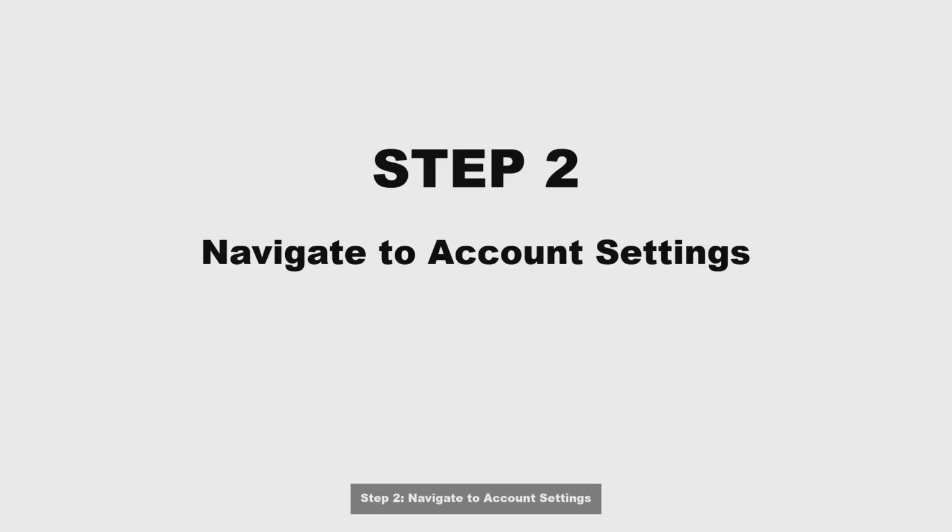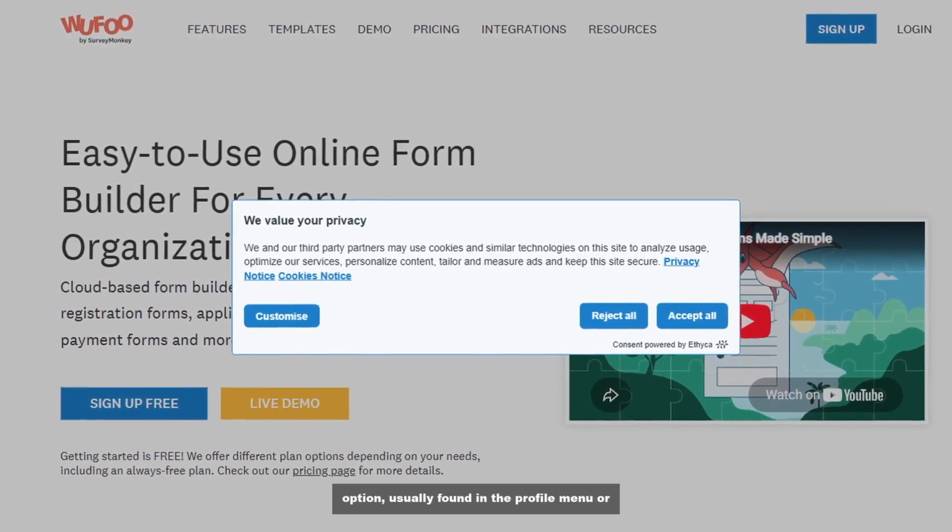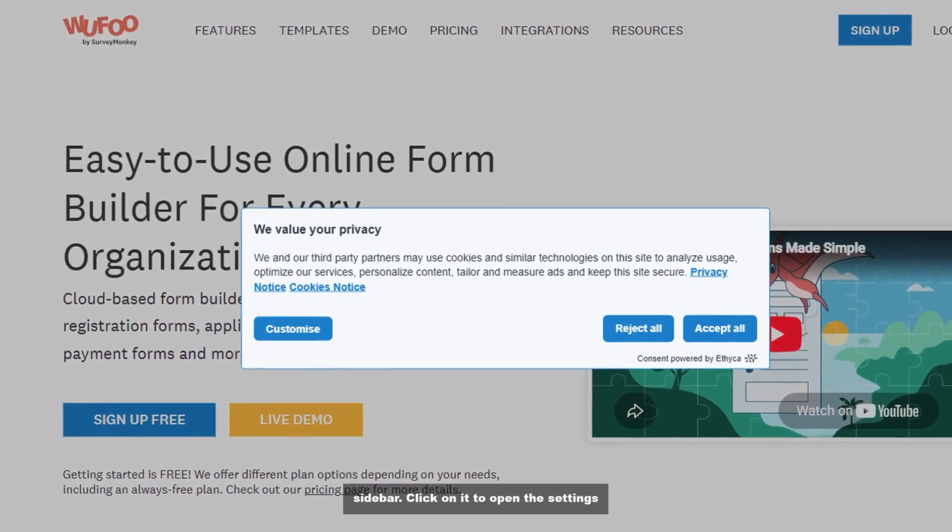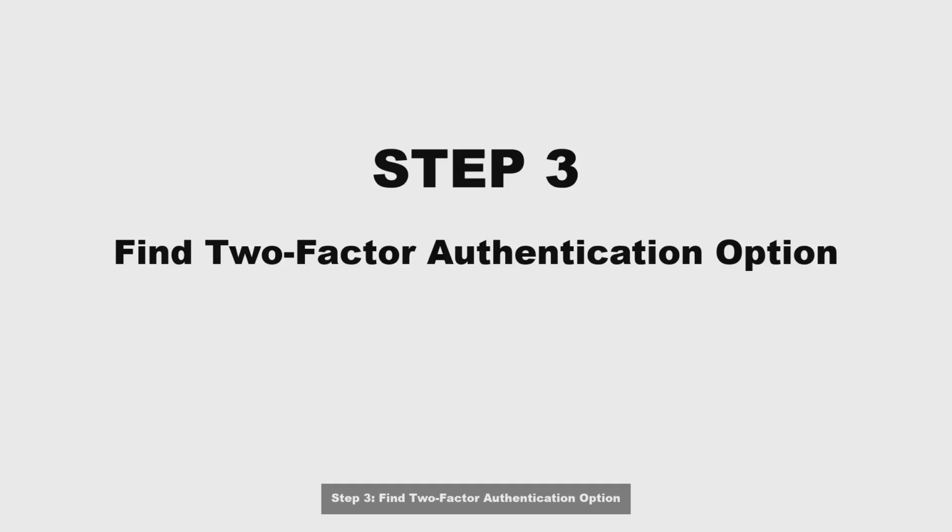Step 2. Navigate to Account Settings. Once logged in, locate the Account Settings option, usually found in the Profile menu or sidebar. Click on it to open the settings page. Step 3. Find two-factor authentication option.